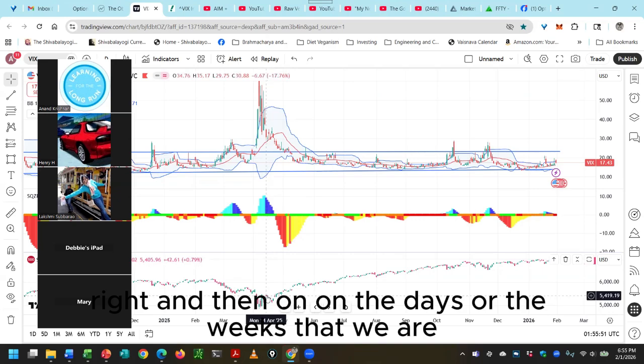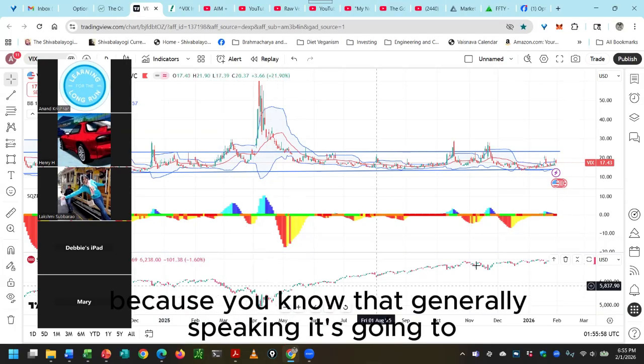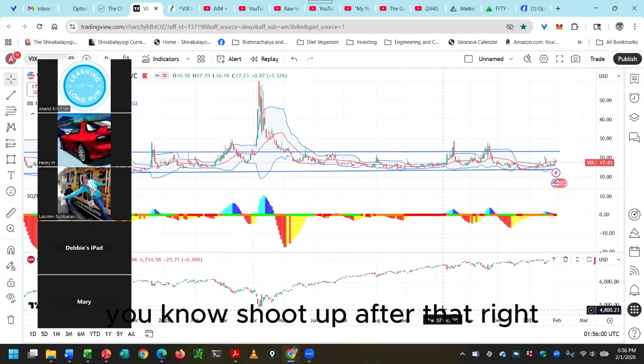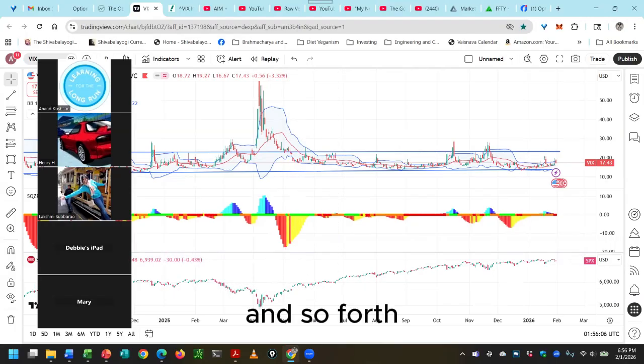And then on the days or the weeks that we are downward, you can buy some more, because you know that generally speaking, it's going to shoot up after that. And then you can set your target as to where to sell and so forth.